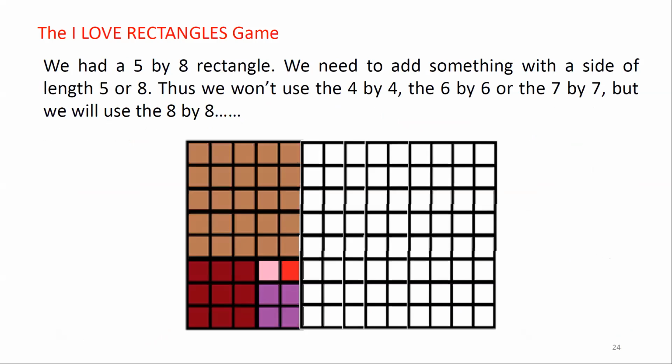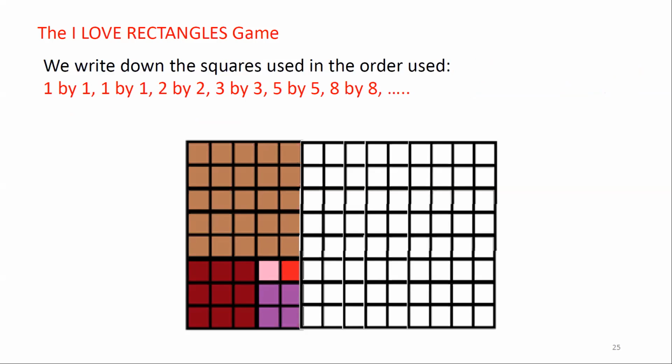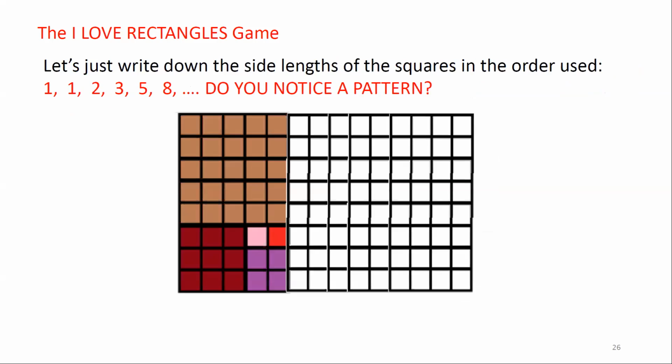And so we could keep going and going and going. What would be next? We now have an 8 by 13. The 13 by 13. And what we see is we don't use a lot of the squares. We never use the 4 by 4. We never use the 6 by 6 or the 7 by 7. Right. So let's write down the squares we used in order. We used the 1 by 1, the 1 by 1, the 2 by 2, and so on. Well, since they're squares, I can just write down their side length: 1, 1, 2, 3, 5, 8. Do you notice a pattern?